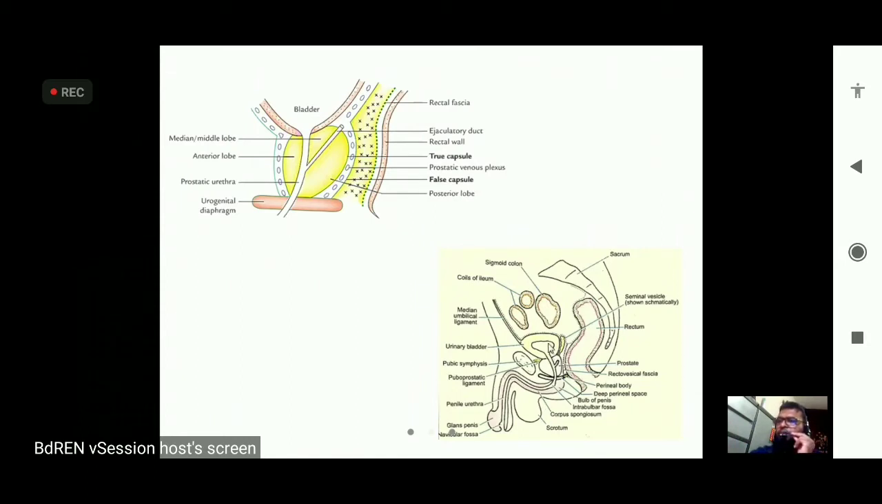But people who have undergone TURP in the morning can leave the hospital in the afternoon or in the evening. So easy in that sense.